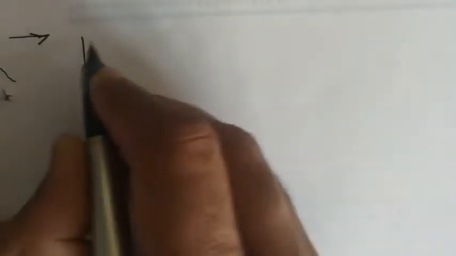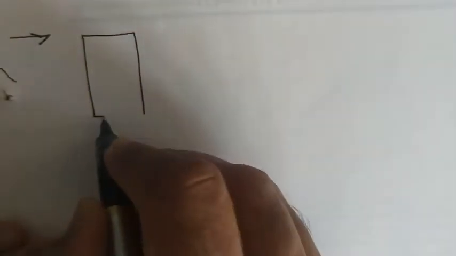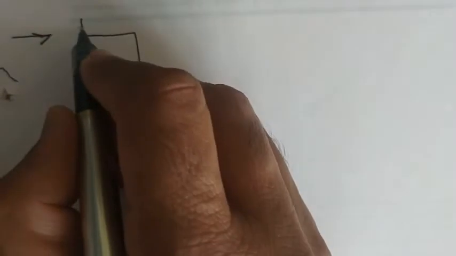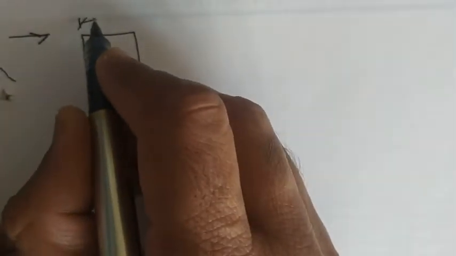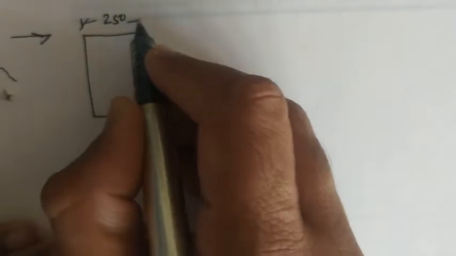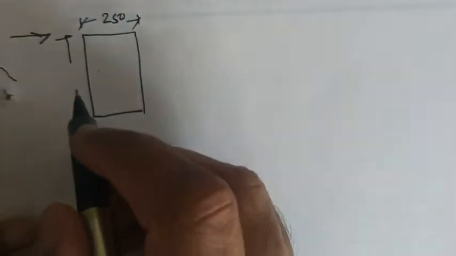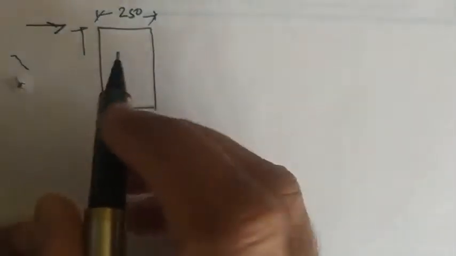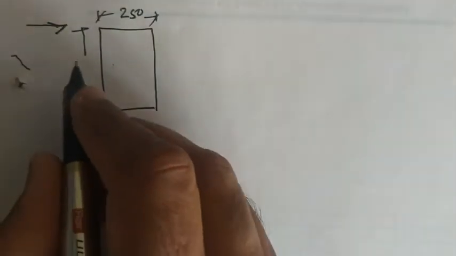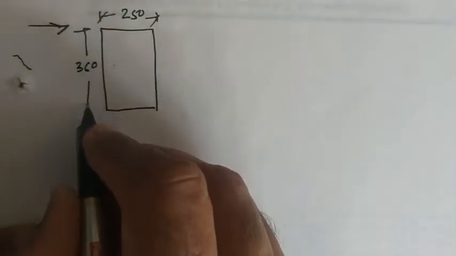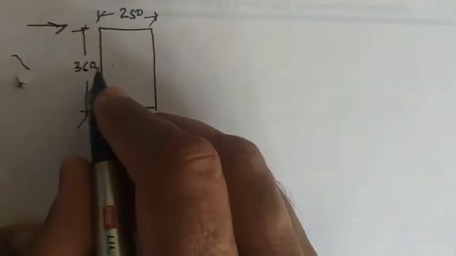So first you have to sketch the cross-sectional view of this beam. So this is the cross-section of the beam with 250 mm width, and the depth of beam is 360 mm. Sorry, it is 360 mm. So this is the section of concrete.